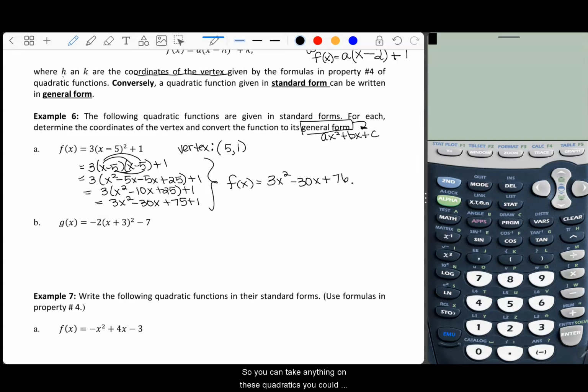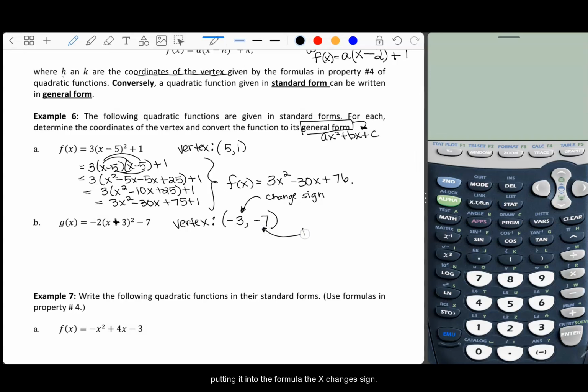So you can take any of these quadratics from the vertex form to the general form, and we'll see in a minute we can go from the general to the vertex. Taking a look at B, notice that that's a plus 3. So since inside the parentheses it's a plus 3, the vertex is going to be a negative 3 for the x value, and then the k, the y value, keeps its sign. So once again, when you're taking it out of the formula or putting it into the formula, the x changes sign and the k keeps its sign. All right, so the vertex is negative 3, negative 7.